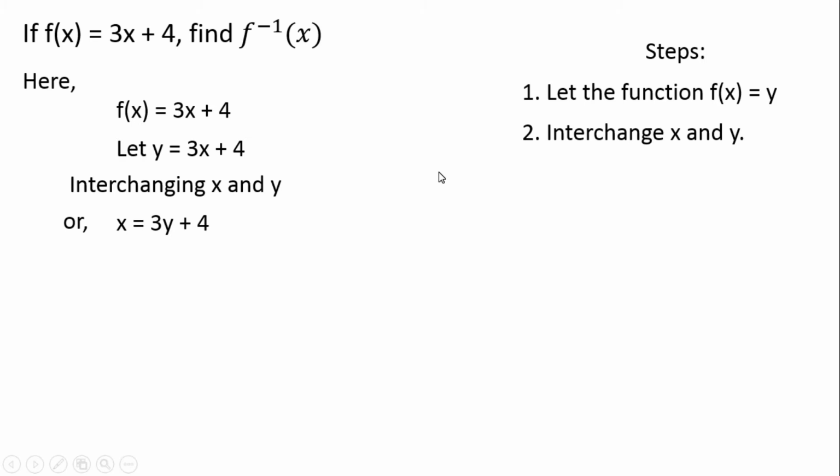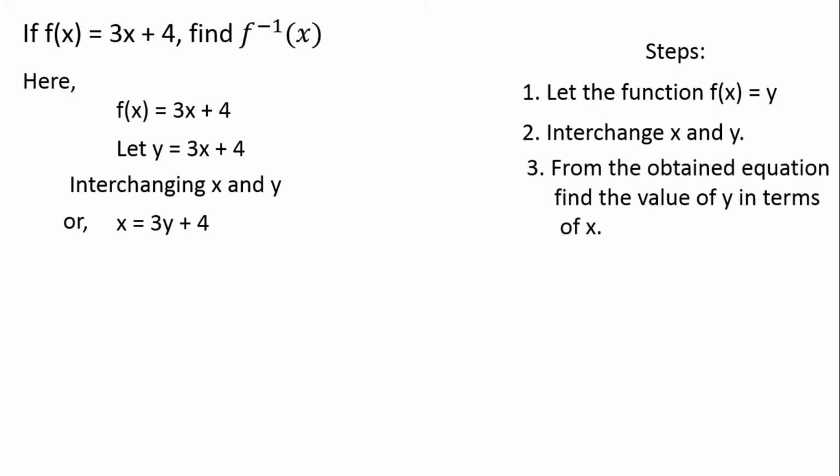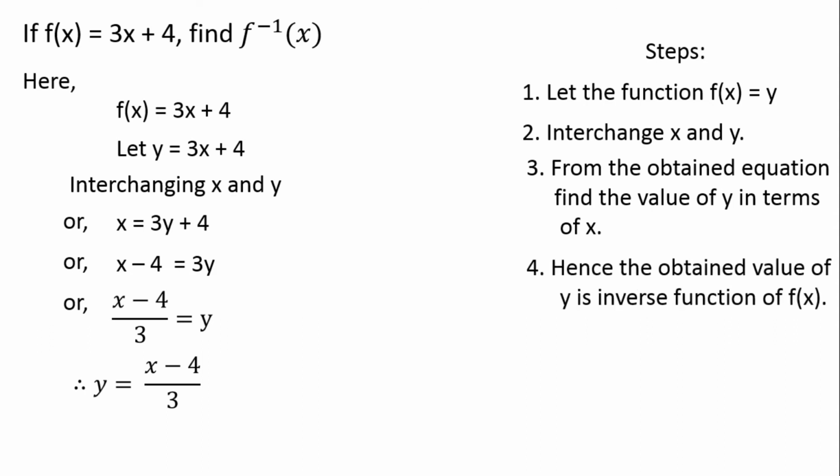Next step, now we have to solve this equation and obtain the value of y in terms of x. So from this equation we will solve and get the value of y. To find the value of y, we have to change the position of 4, it will be minus. Then we have to change the position of 3, it will change into division. So y is equal to (x - 4)/3. So this is the inverse. Hence the value of y obtained is the inverse function of f(x). So f inverse of x is equal to (x - 4)/3. By using these steps, simply we can find the inverse function of any one.